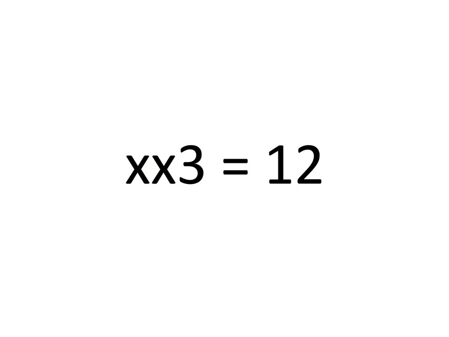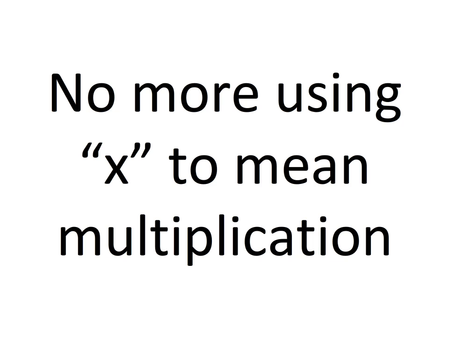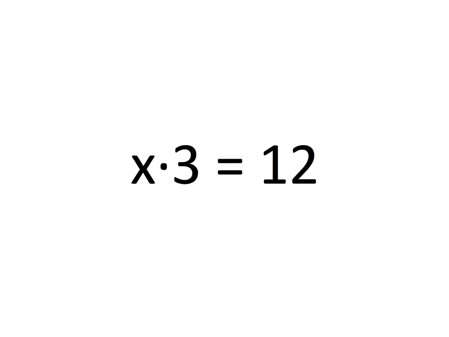So this is why we had to switch to a different notation for multiplication. Once you start working in algebra, no more using x to mean multiplication. One way you'll see us show multiplication in algebra is with this dot between two things, between either a variable or letter and a number, or between two numbers. So this means x times 3 equals 12.